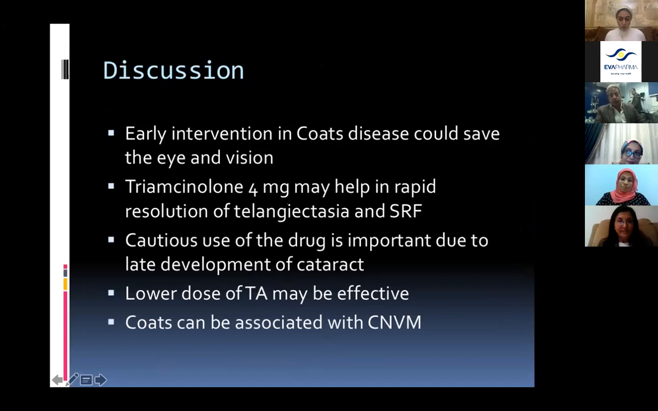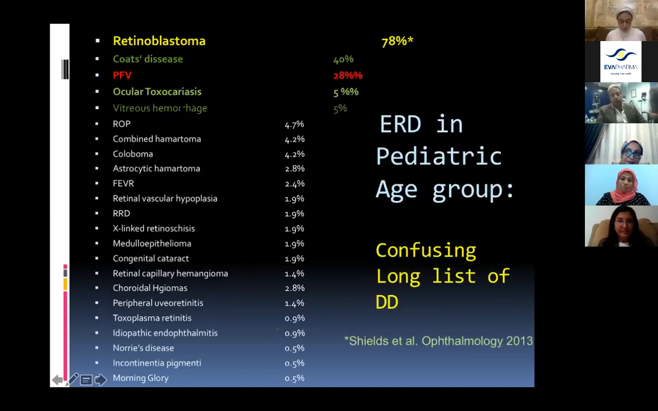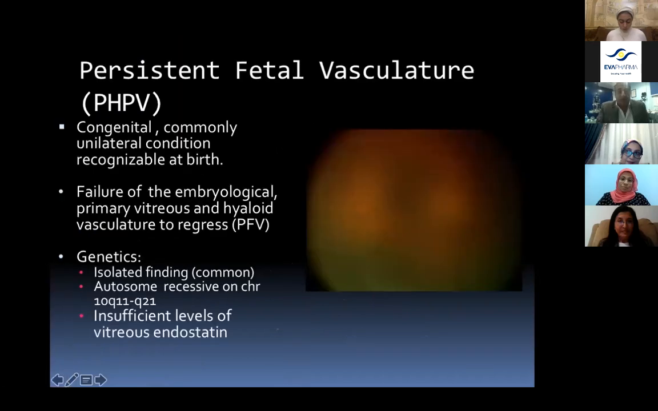Triamcinolone 4 mg helps in rapid resolution of the telangiectasia. However, we had an incidence of cataract that developed a year later. So we decreased the dose to 2 mg. And we knew that Coats disease can be associated with choroidal neovascular membrane. Another differential is the persistent fetal vasculature, which can have a wide range of presentation.